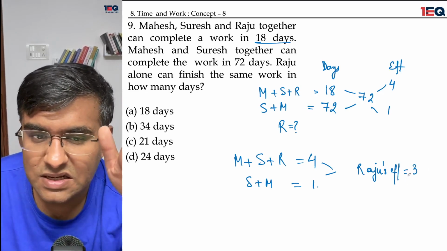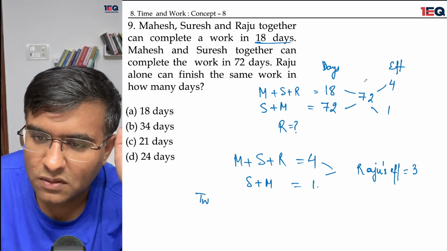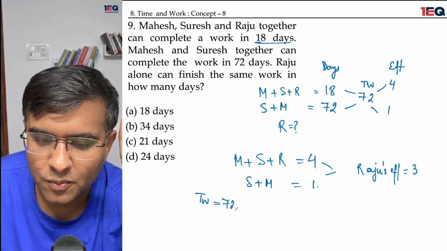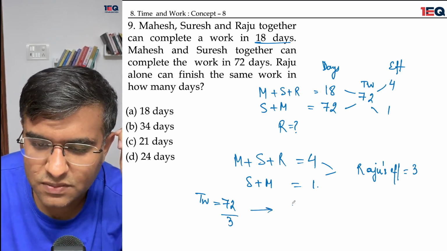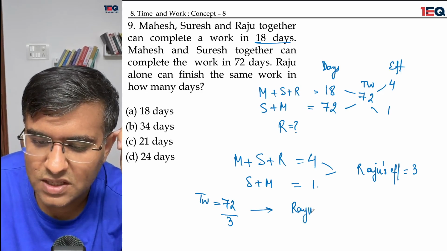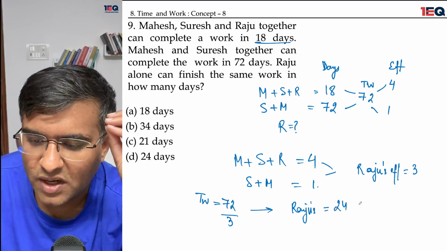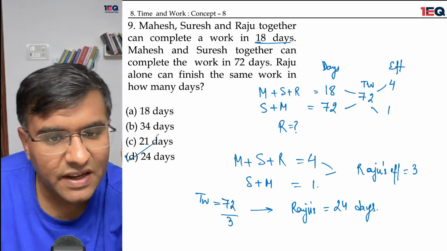Raju's efficiency is nothing but 3. I need to have my total work. My total work was already found out over here during the LCM. The total work is 72, and 3 is the efficiency of Raju. So this would give me Raju's days to be 24 days, right? And which is my final answer.